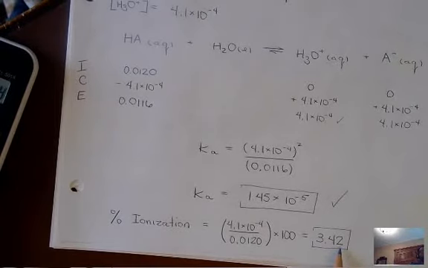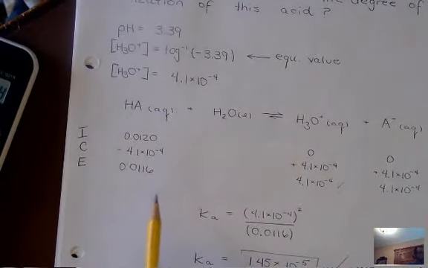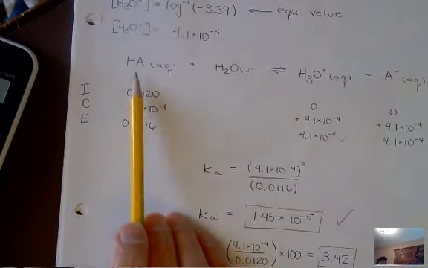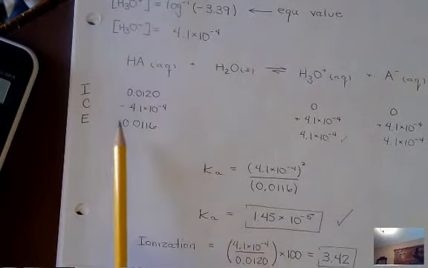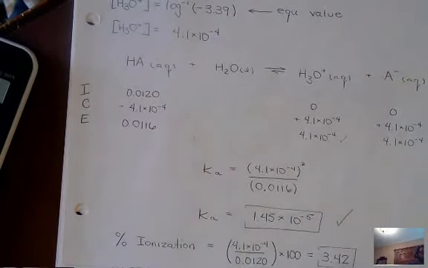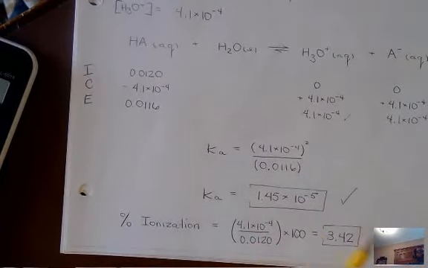That means for every 100 molecules of HA that I start with and I put into the solution, 3.42 of them are going to ionize, and the other 96 are not going to ionize. They're going to stay in the form of HA. So I basically make 4 and 96, or 3 and 97, if you do it that way. So degree of ionization is very small. It only ionizes a little bit.